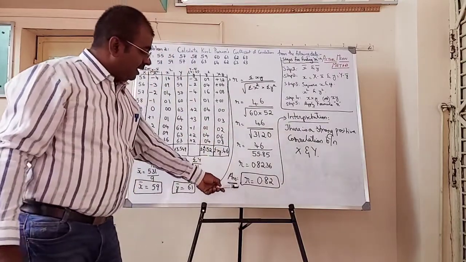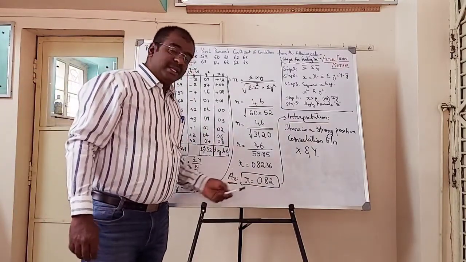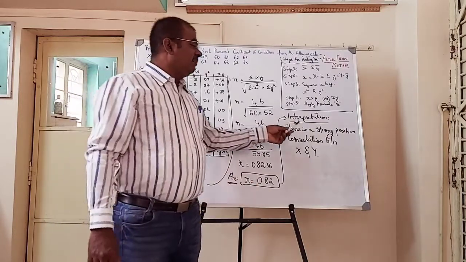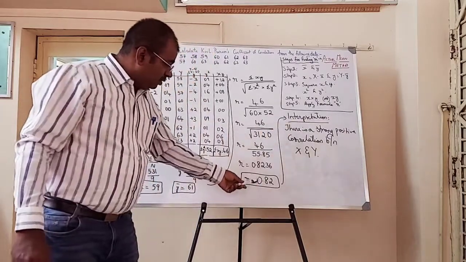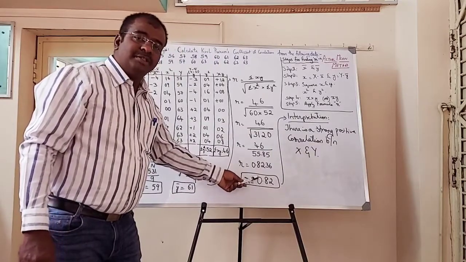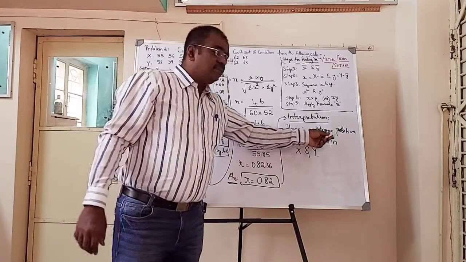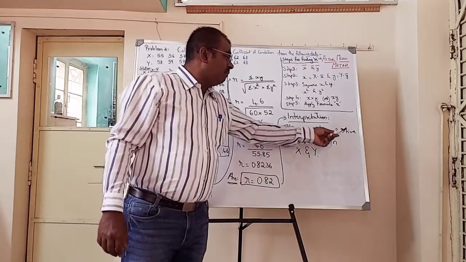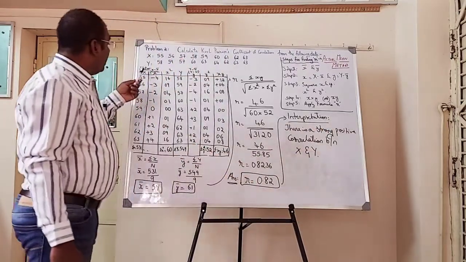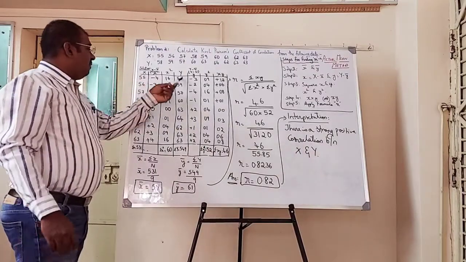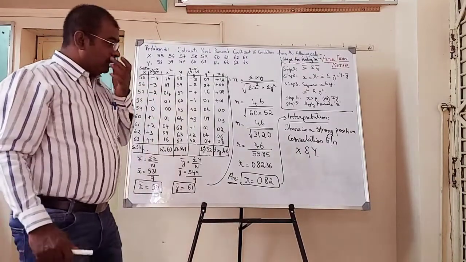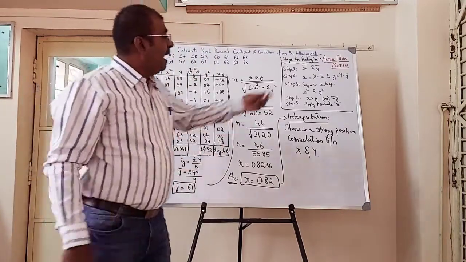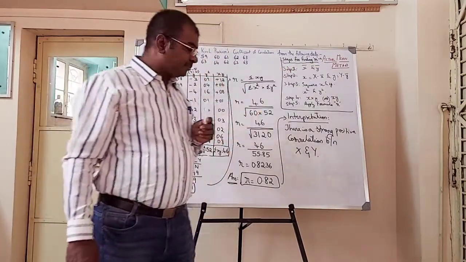So finally our answer is brought down to 2 decimal places. R is equal to 0.82. And the interpretation is that since there is no symbol, it means it is a plus, which means positive. There is a positive correlation and the number is close to 1, and therefore it is a strong positive correlation between values of X and values of Y. So that's about solving the problems under actual mean method.